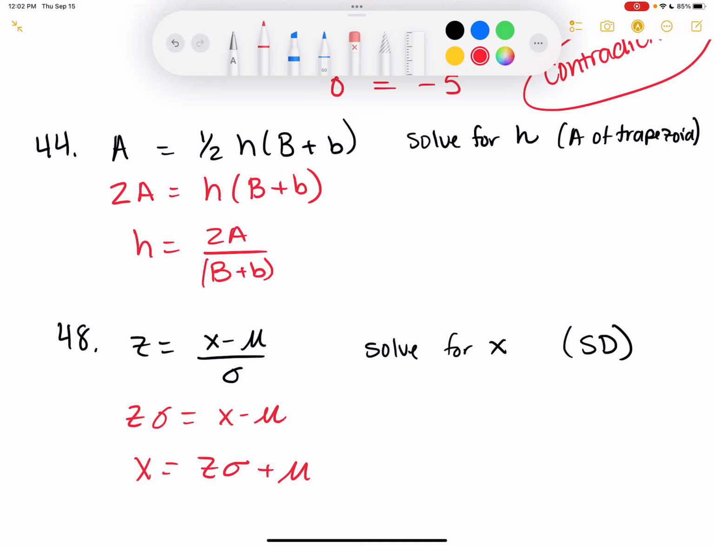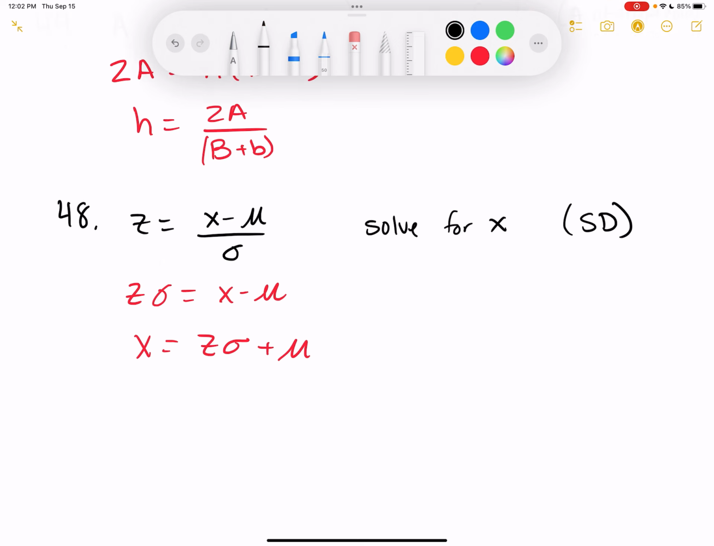Are we pretty good with that? Yeah. Let's do one more. We don't even need homework on it. Let's do one more solving for x.